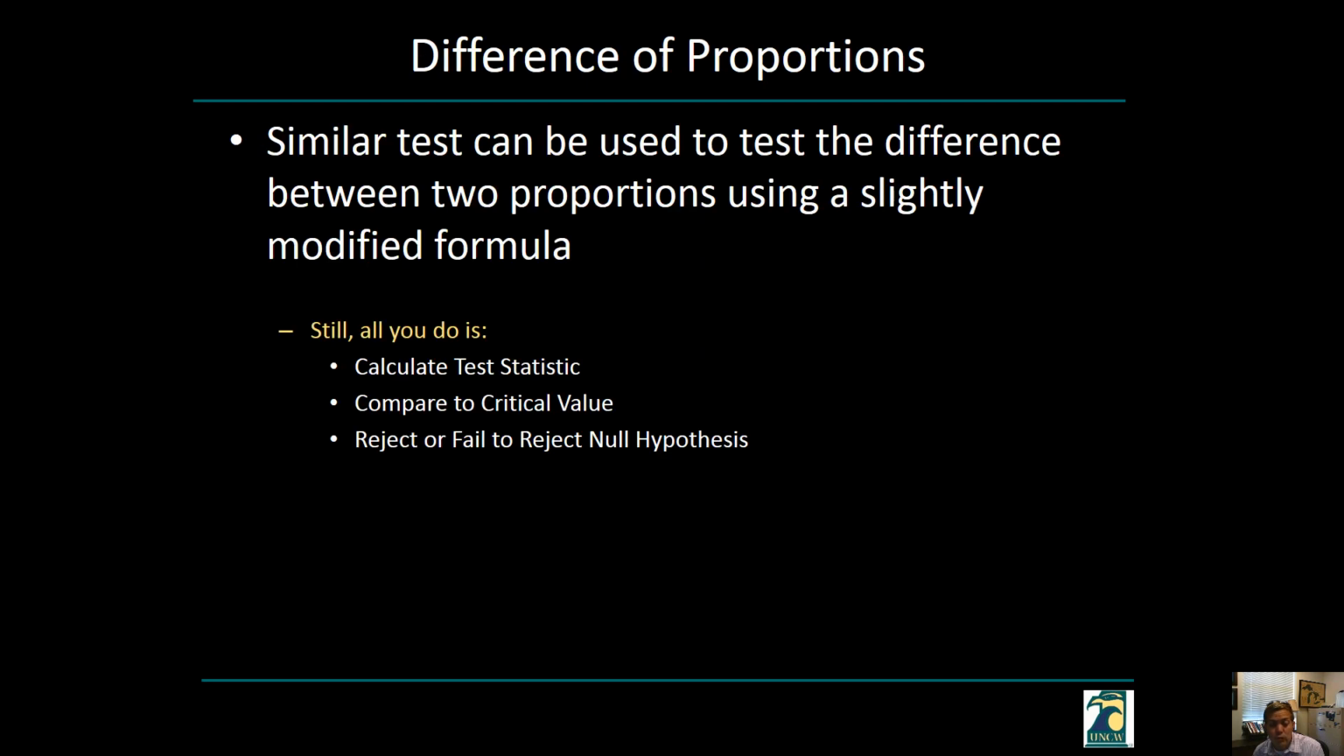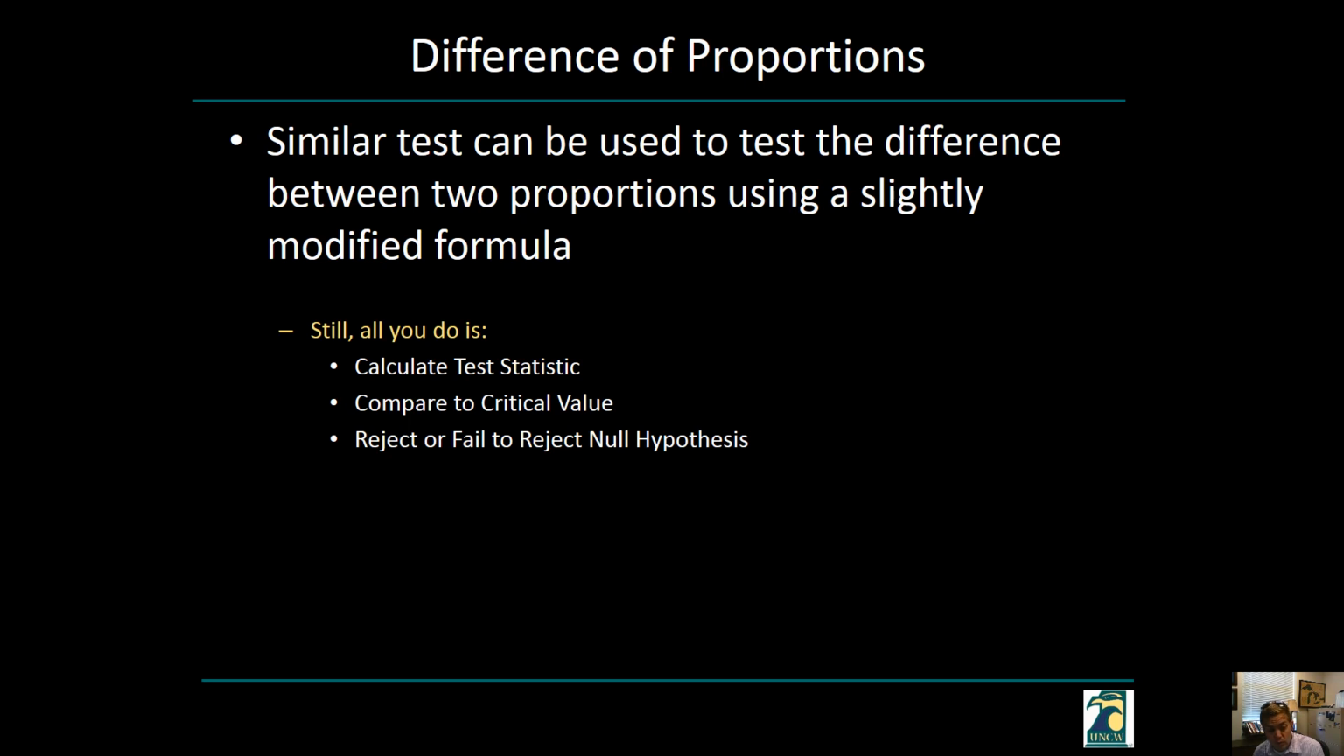You can also do a difference of proportions test where you have, say, 40% of this group believes this, 40% of the treatment group believes something else, and so you can see the difference between those proportions. Same deal as the difference with means. Your null hypothesis is that there's no difference, or the difference is equal to 0. The alternative hypothesis is that there is a difference.